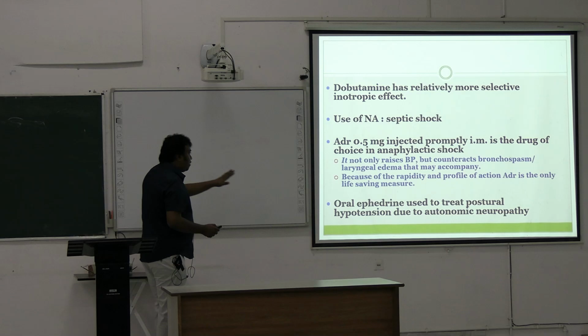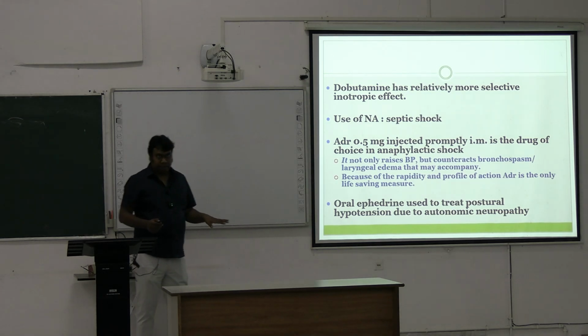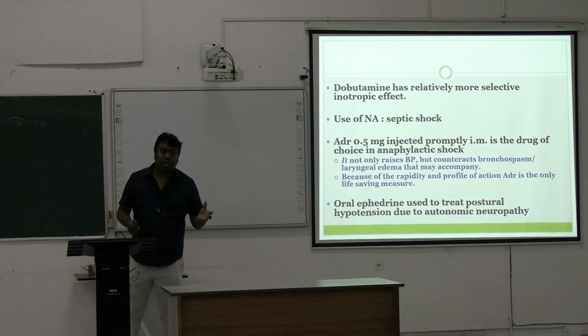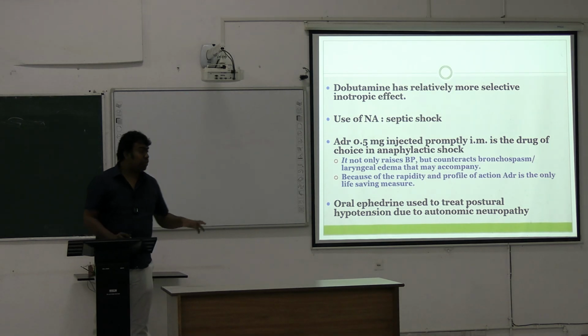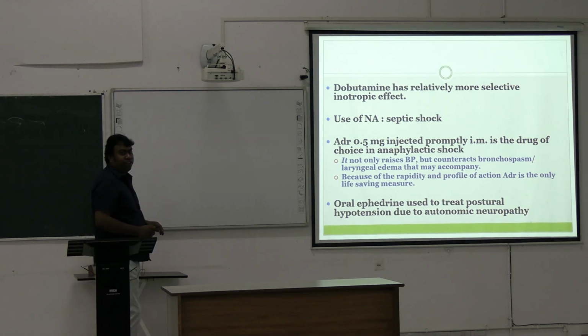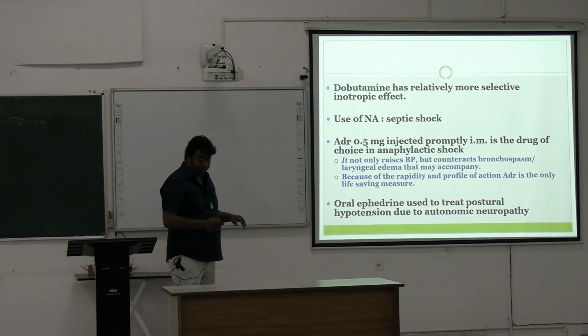Oral ephedrine can be used in postural hypotension. It can be idiopathic. What is postural hypotension? You are sitting, no problem, just suddenly stand up and there is dizziness, vertigo, due to less amount of blood going into the CNS. There is peripheral pooling. In this situation, oral ephedrine is preferred.